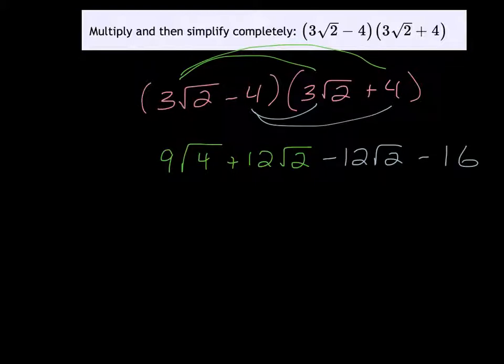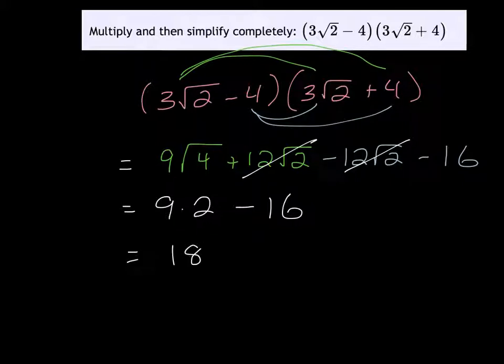And simplifying this, the positive 12 root 2 and the negative 12 root 2 cancel each other out. This 9 times square root of 4 would turn into 9 times 2. And so this becomes 9 times 2 minus the 16. And again, because those 12 root 2's cancel each other out, simplifying this all the way down would give us 18 minus 16, which equals 2.